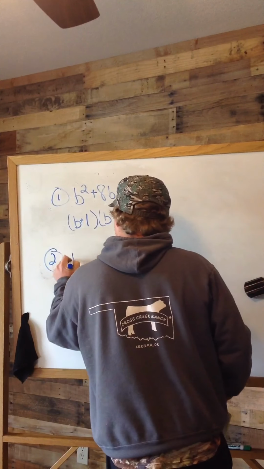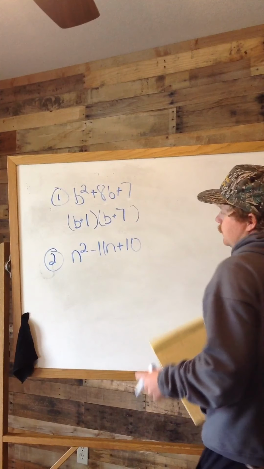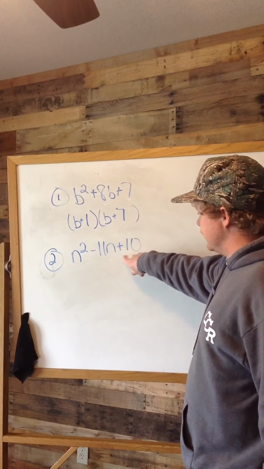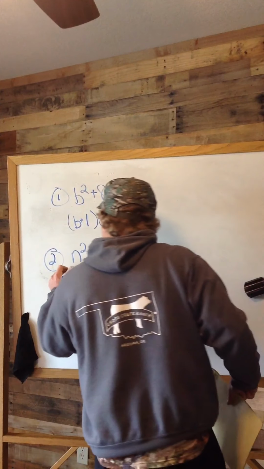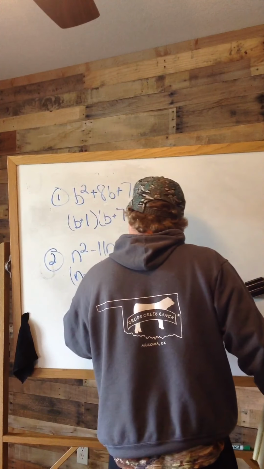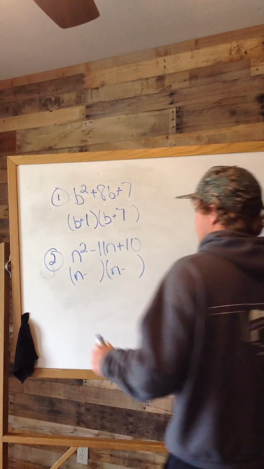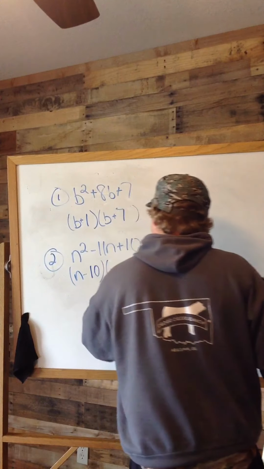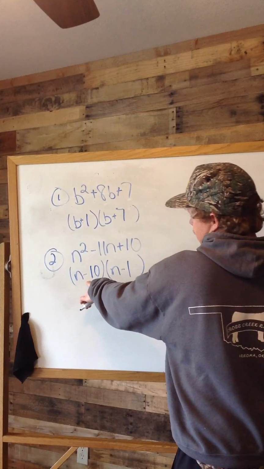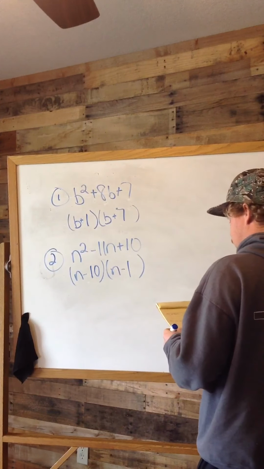This is another example here where my c value is positive. So we had n squared minus 11n plus 10. We're looking for two numbers that multiply to give me 10, add up to give me negative 11. So here, since my b value is negative, they're both going to have to be negative. Looking for two numbers that multiply to give me 10, add up to give me negative 11. Negative 10 and negative 1. Negative 10 times negative 1 gives me a positive 10. Negative 10 plus negative 1 gives me my negative 11.